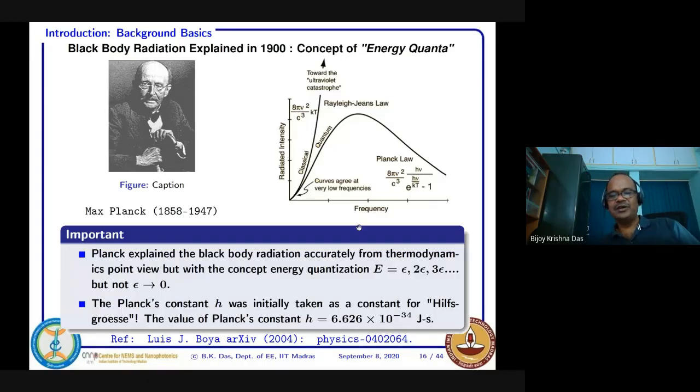So that means he had to consider some kind of quantization. Energy is quantized, discretized: epsilon, 2 epsilon, 3 epsilon, and so on. So this concept of energy quanta came first at that time. Before that, with Maxwell's equations, you just consider integration and total energy, and this quantization concept was not there before 1900. So he was the first who introduced this quantization. But he himself never actually believed it, because he was a thermodynamics expert.